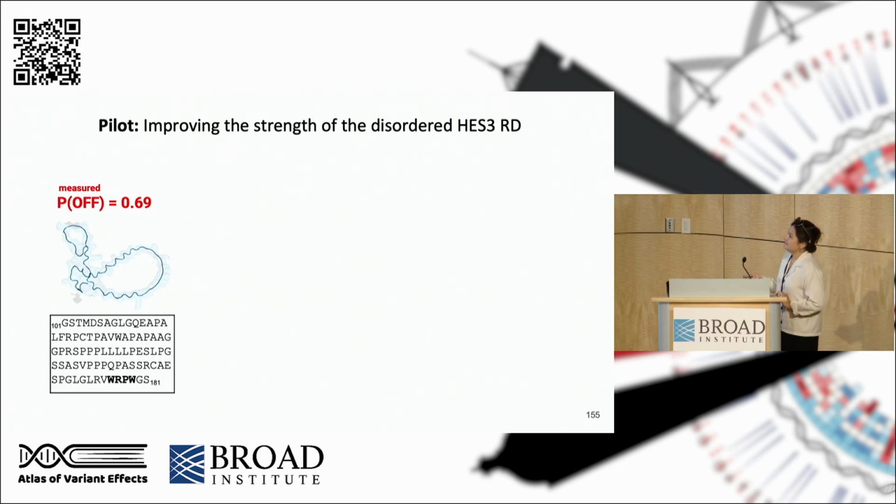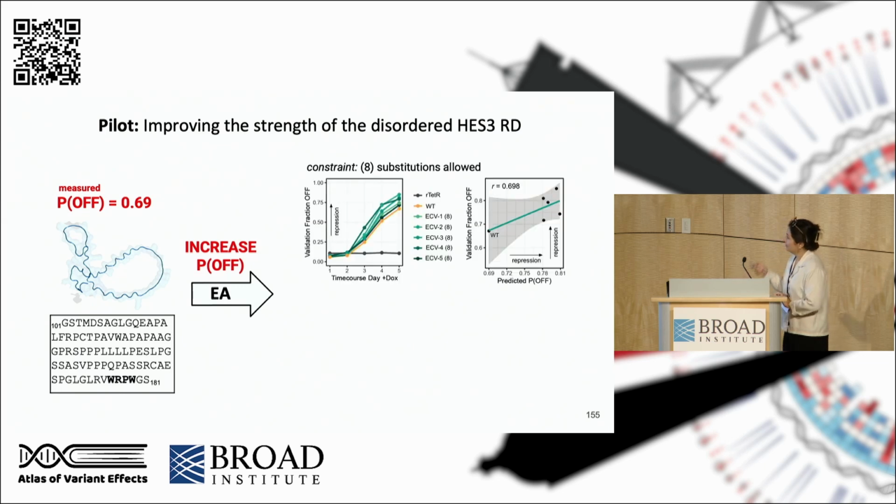We asked ourselves, could we improve the strength of this moderately strong RD, which is HES3, which is very disordered, and very, very little is known about it? The only thing we know about it is that it has this WRPW SLiM, which is the TLE binding motif. But otherwise, could our model understand it enough to evolve it into something else? So we asked the model to increase the p-off value of this, so strengthen the domain.